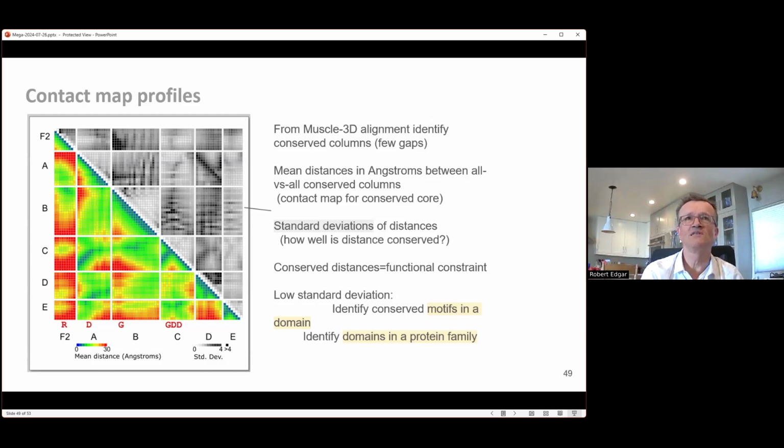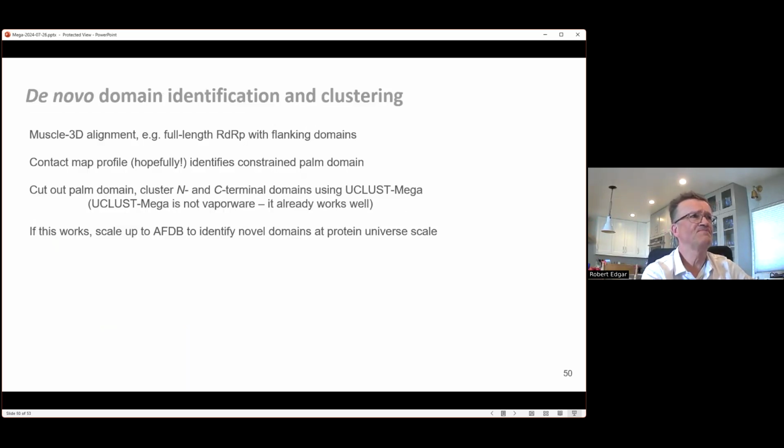So you should see the whole inter-domain part of this plot being dark. Will that work? I have no idea. That's vaporware, future work. But if it does work, then you can do de novo domain identification. You can just take the whole of AFDB, cluster it, align it, cut the domains into pieces, and repeat.